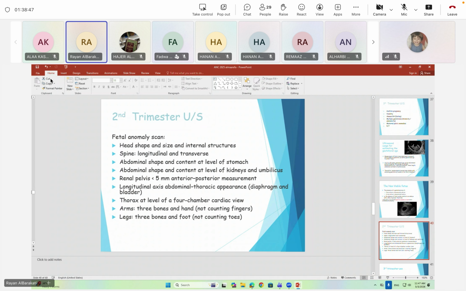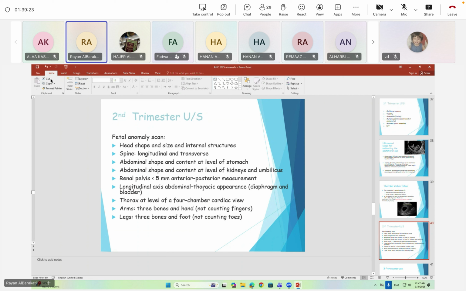And here we'll be looking at the head shape, the size, and internal structure of the fetus. We will be looking at the spine, longitudinal and transverse, abdominal shape and content, at the level of the stomach, at the level of the kidney, and the umbilicus. We do renal pelvis measurement. It should be less than 5 millimeters in the anterior posterior measurement. And we do a longitudinal abdominal thoracic appearance. We will be checking the diaphragm and the bladder. Also, we'll be checking the thorax at the level of the four-chamber cardiac view.